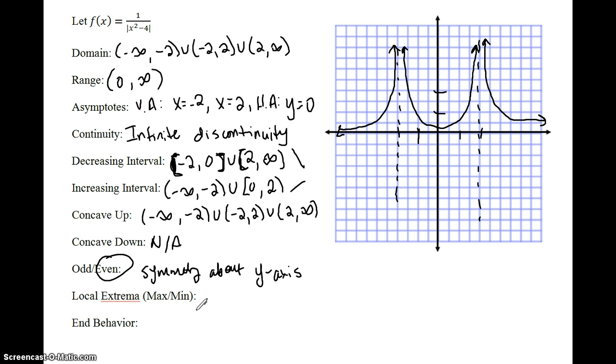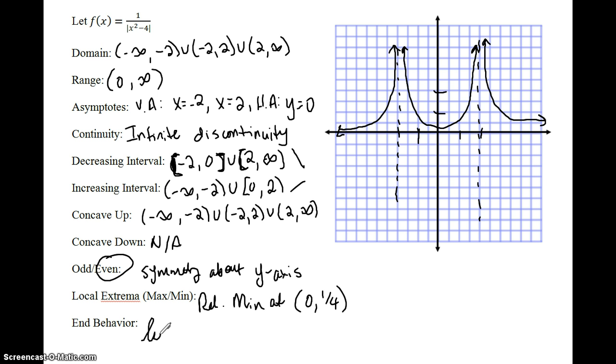Local extrema, we really only have one right here at 1/4, and it's a relative because these still go down lower towards 0. So we're going to have a relative min at the point (0, 1/4). It's 1/4 because remember we plug in 0 here, we're going to get 1 over the absolute value of -4, which is 1/4.